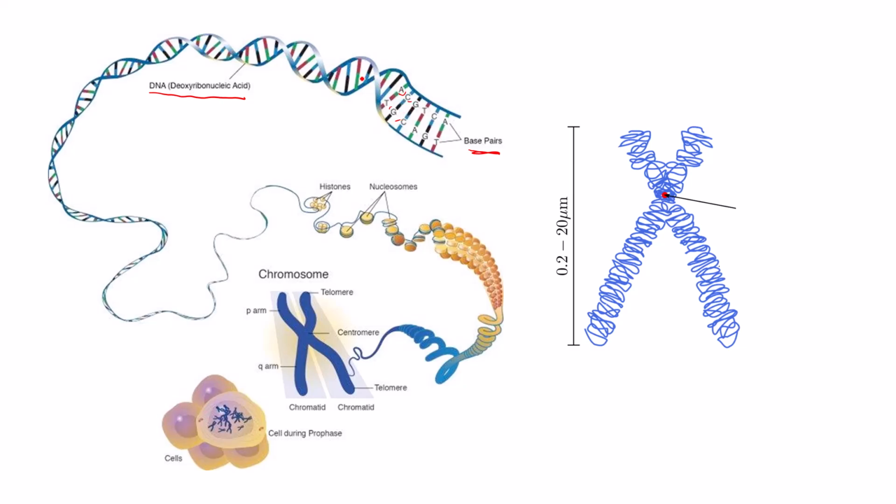alpha helix, and that alpha helix will wrap around histone proteins, which are like spools that we wrap our fishing line or thread around. Those are a way to organize the DNA and keep it from tangling. Those histones will eventually coil themselves into this structure, which we refer to as chromatin.